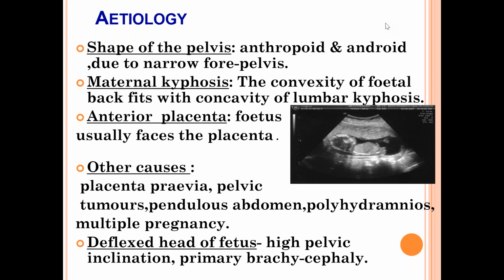Then we have anterior placenta, because the fetus usually faces the placenta. Other causes can be placenta previa, pelvic tumors, pendulous abdomen, polyhydramnios, and multiple pregnancy. Also a deflexed head of the fetus, high pelvic inclination, and primary brachycephaly.